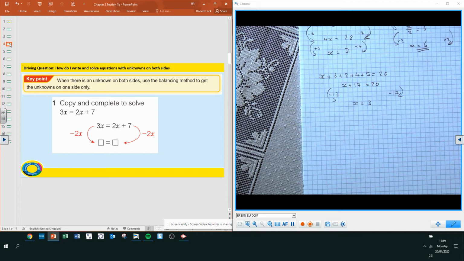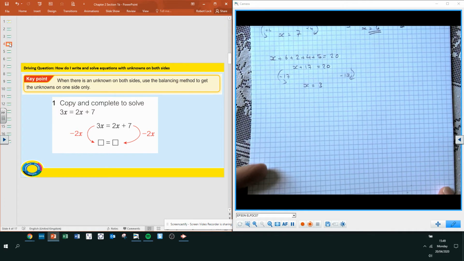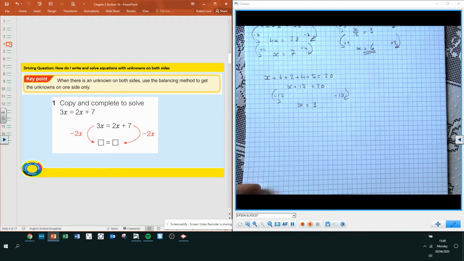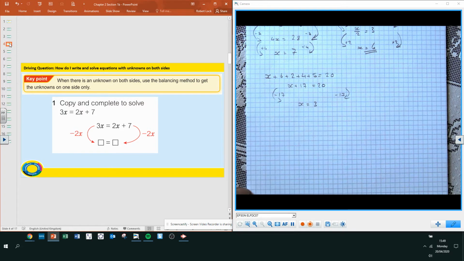Key point. When there is an unknown on both sides, use the balancing method to get the unknowns onto one side only. Here we've got letters. Try to get the letters on the left-hand side and positive. If you're going to get them on the left-hand side and they're negative, put them on the right-hand side. Keep the letters positive to our benefit.